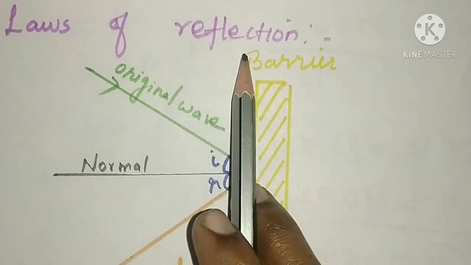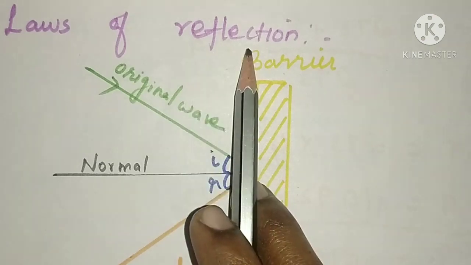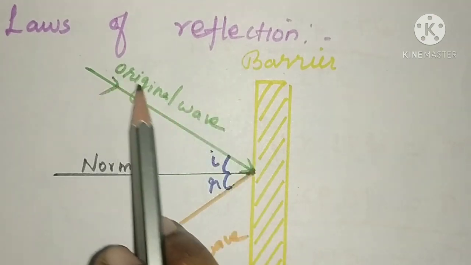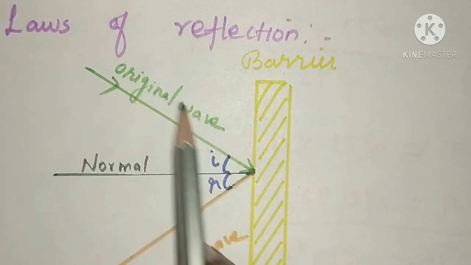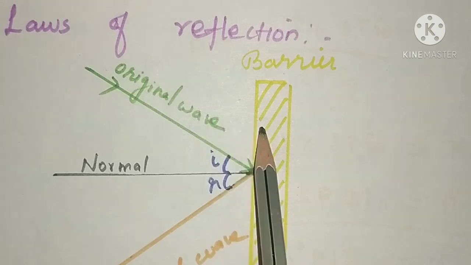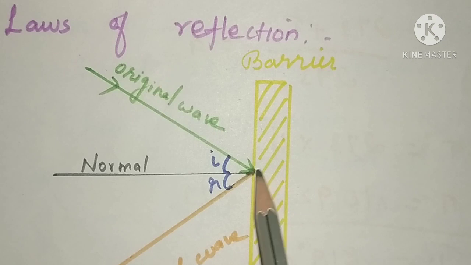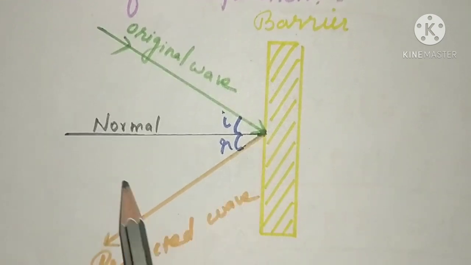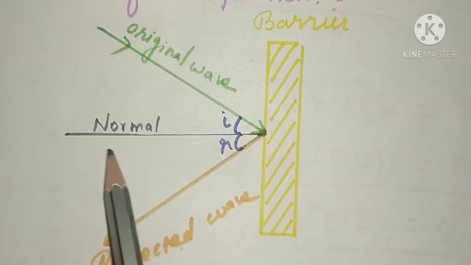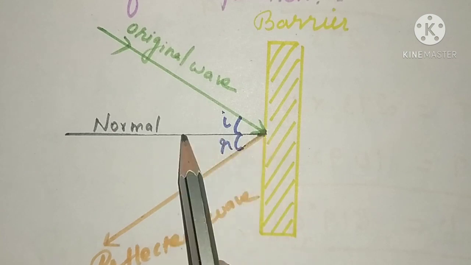Light waves and sound waves will both satisfy this law. Law of reflection. Here, when the sound wave travels in the given medium, that is the air medium, this is called the incident wave or the original wave. It strikes the surface of another medium, called the barrier, and bounces back in the same medium. So this is the reflected wave, and this perpendicular line drawn is called the normal.